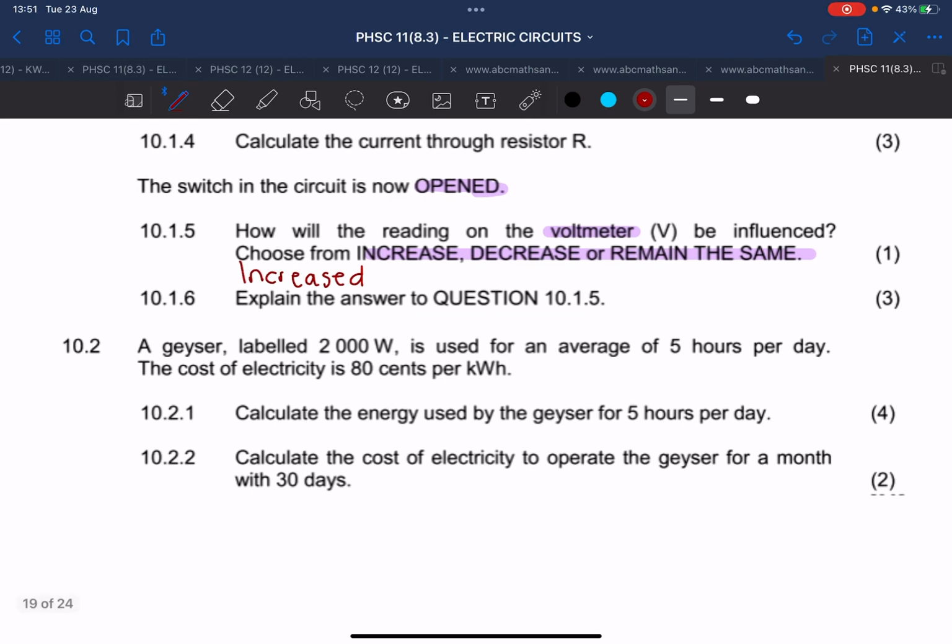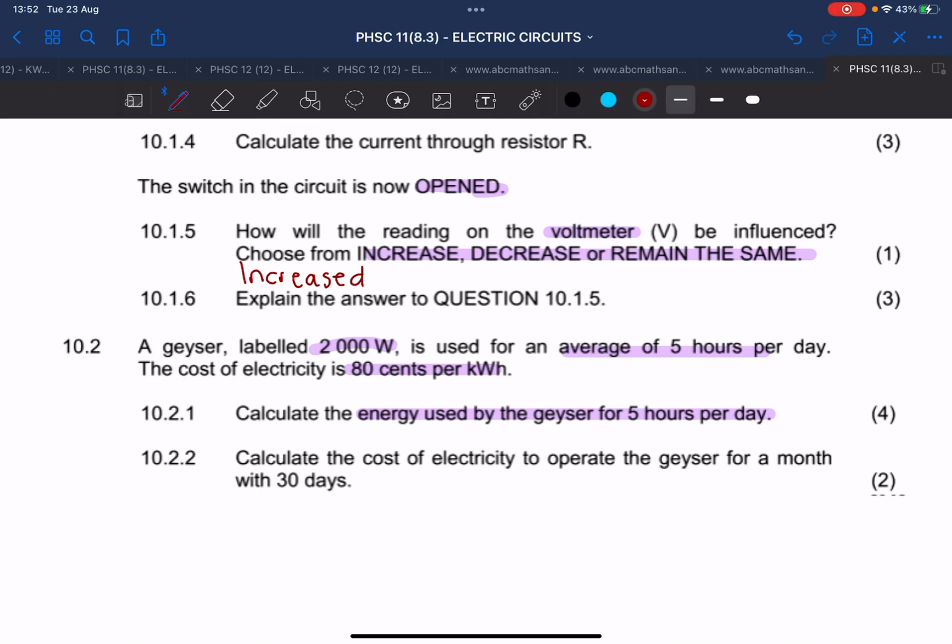Then 10.2 asks, a geyser labeled 2000 watt is used for an average of 5 hours per day with a cost of 80 cents per kilowatt hour. And I want to know what is the energy used by the geyser for 5 hours per day. So what do they want? Energy.